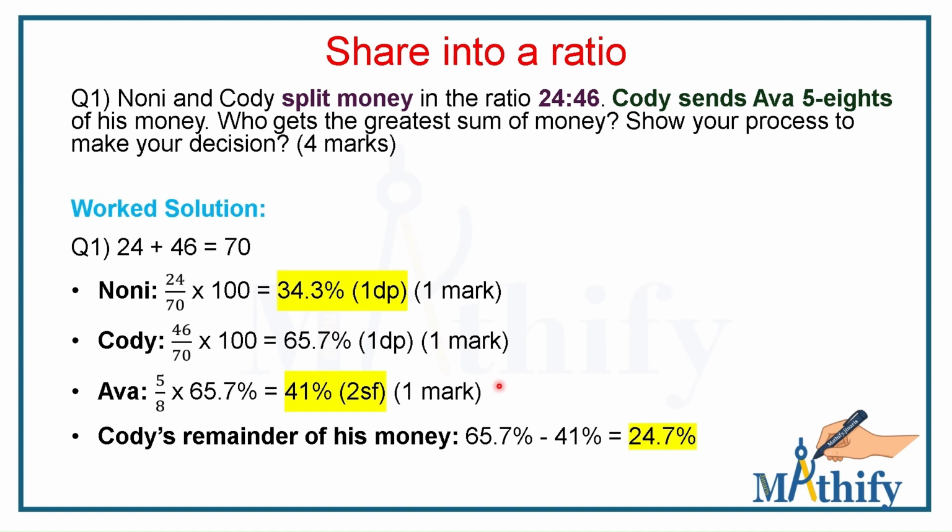Now to get the final mark, we're trying to work out who has the greatest sum of money. We know that it is Ava. Therefore, Ava receives the most money. So that's your final mark. These are your 4 marks secured.